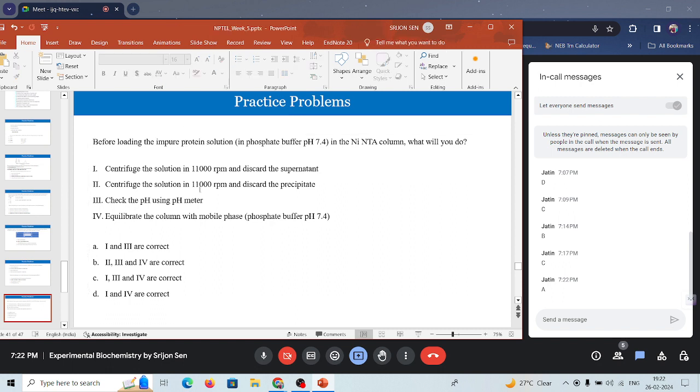So after centrifuging, it will pellet down the impurities, so you can discard the impurities, right? And you would be loading the supernatant, and the protein will be in the supernatant, so we will equilibrate the column with the mobile phase. Say that has been said is the phosphate buffer. Okay. So checking the pH is not that important because we know the pH is 7.4. So the correct answer is D.